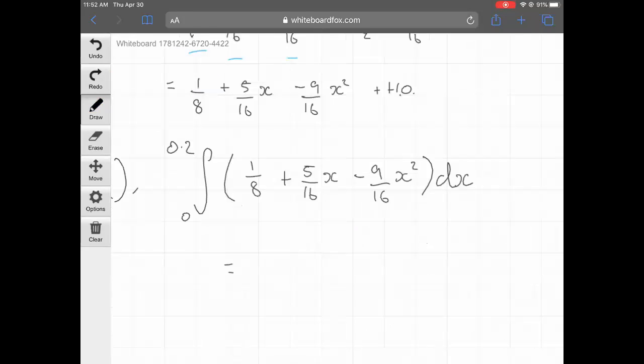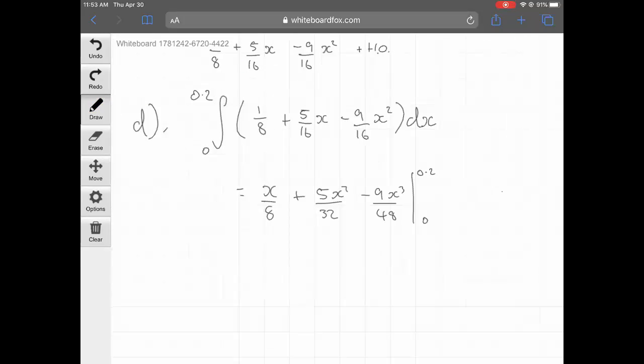Finally, just to finish off, do the integral. So we've got x over 8 add 5x squared over 32, and what's 16, 32, 48, minus 9x cubed over 48, evaluated from 0 to 0.2. So we don't need to plug in 0 because they'll all be 0. So you just plug in 0.2 for each of those terms.